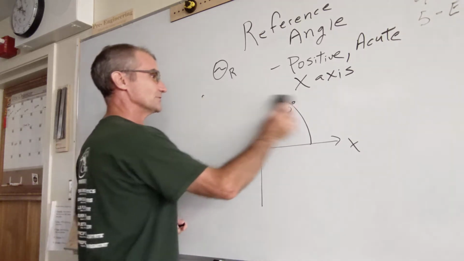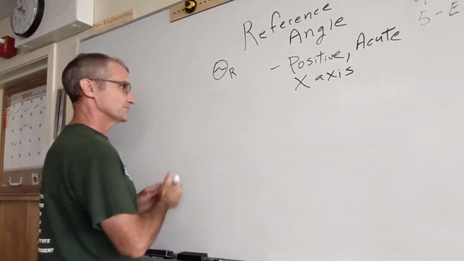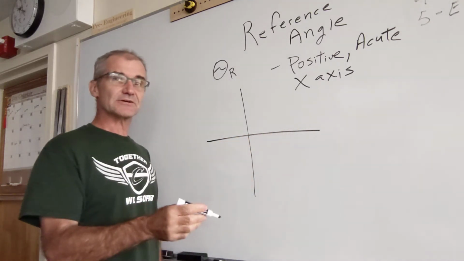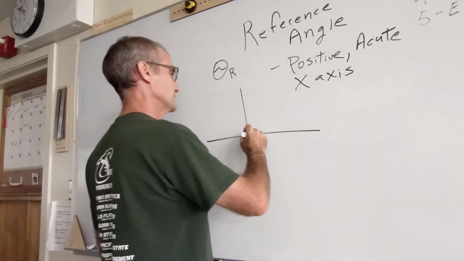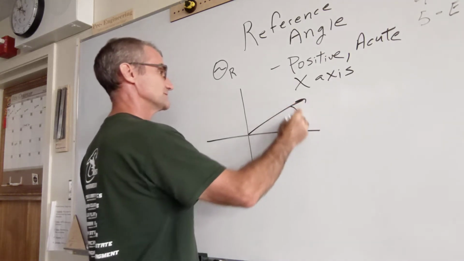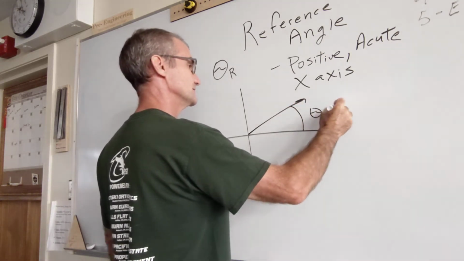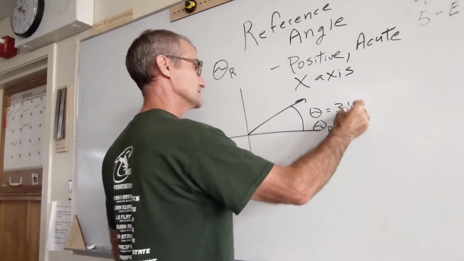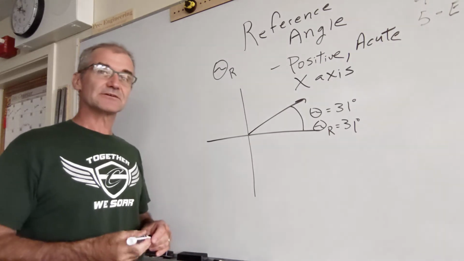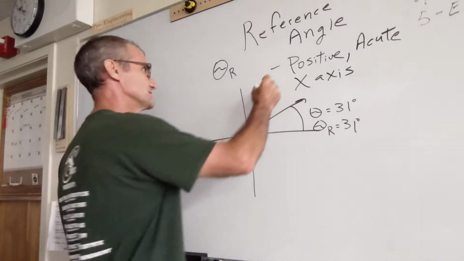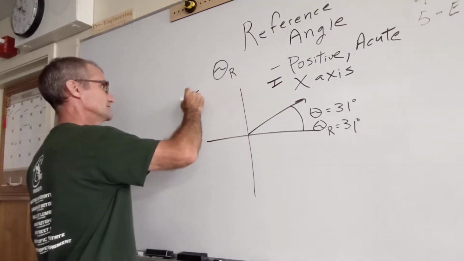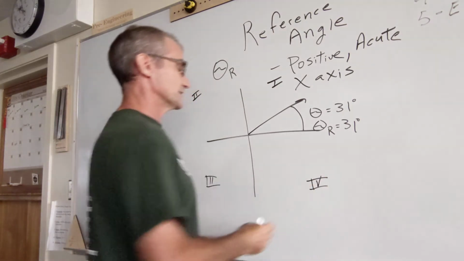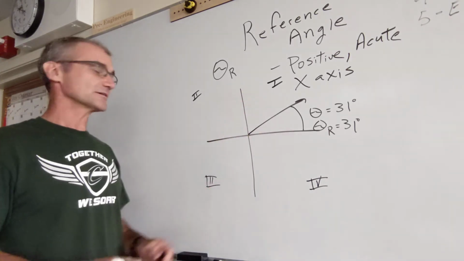So if I have a first quadrant value right here, the reference angle and the actual angle would be the same. So if I'm at 31 degrees as my angle, theta equals 31. My reference, theta sub r, is also 31 degrees. So in the first quadrant, the angle and the reference angle are the same. This is quadrant 1, quadrant 2, 3, and 4. They're labeled like that because you start here and rotate counterclockwise.